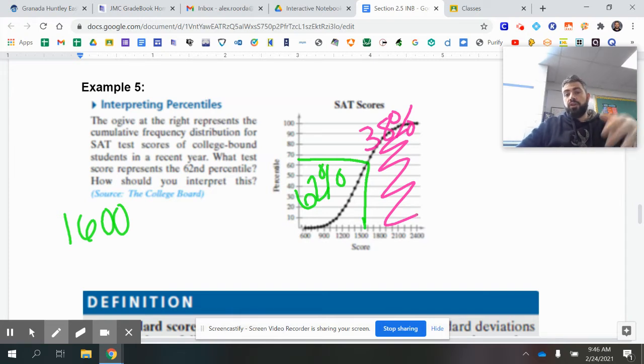And if you take a test and you're in the 80th percentile, that means that 80% of the people score less than you and 20% score more than you.